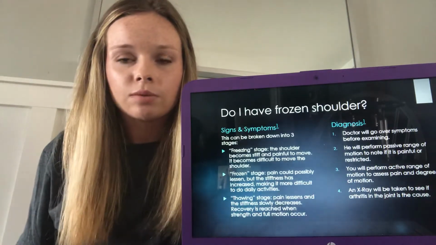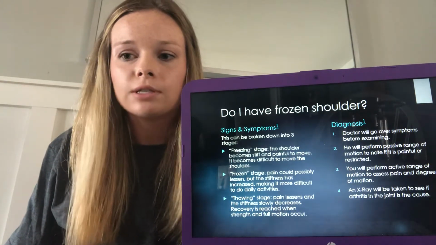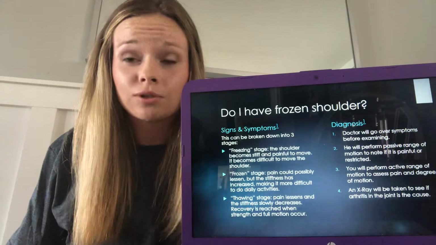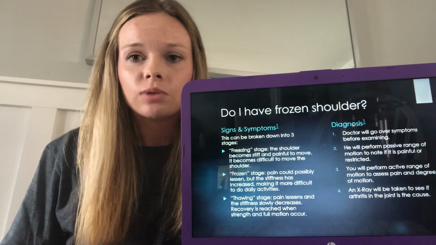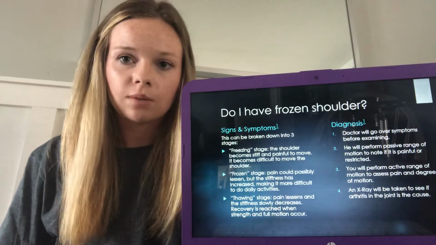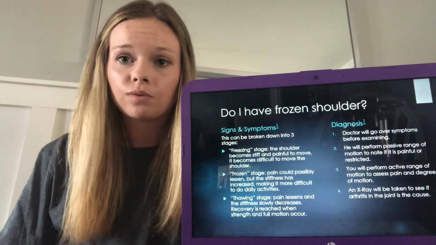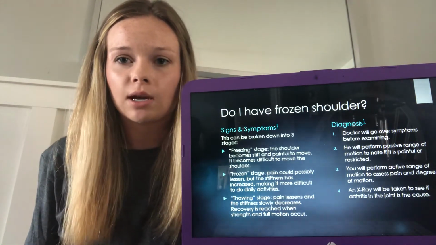Common signs and symptoms of frozen shoulder can be broken down into 3 stages, and this is the freezing stage, the frozen stage, and the thawing stage. The freezing stage can last between 6 weeks to 9 months, and this is when the shoulder starts to become stiff and painful to move. Most patients report that most of their pain is felt at nighttime.